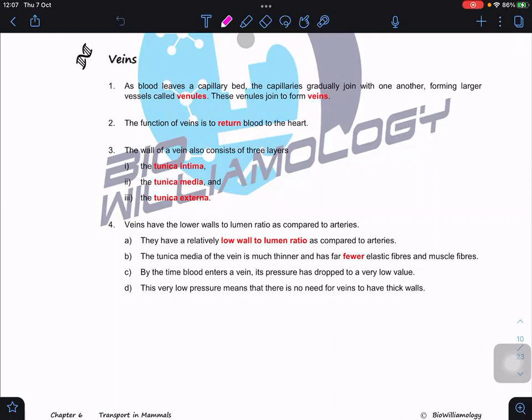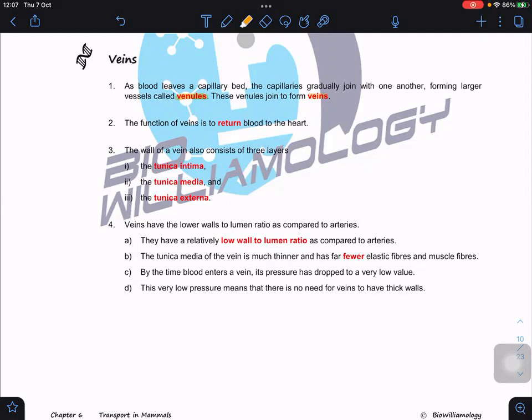Now we talk about the outermost layer, the tunica externa, which is mostly connective tissue and also collagen fiber. So let us look at the vein, and how the vein is different from the artery. First of all, as blood enters the capillary beds and exchange is done, the vessels start to join back and form venules, and these venules join together to form the vein.